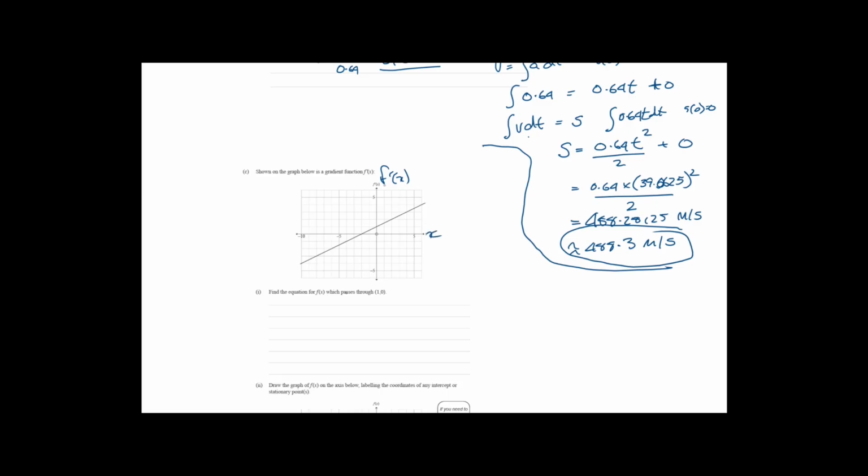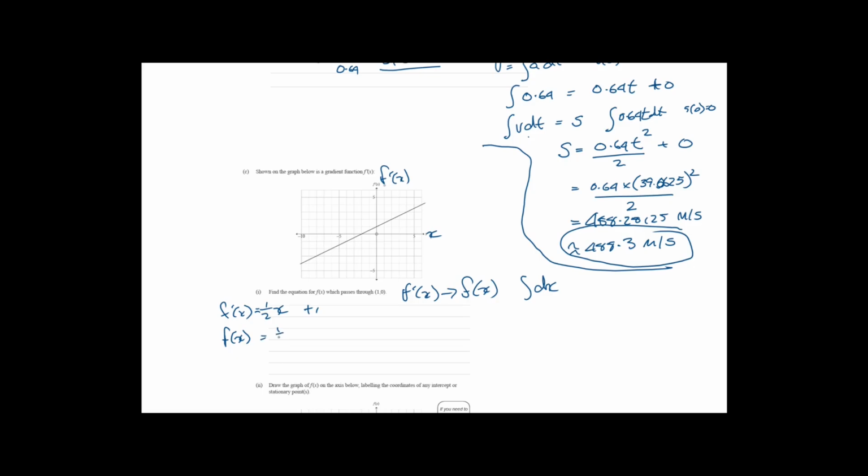So find the equation for x which passes through the point 1, 0. Okay, so if we start at f dash of x and we want to get to f of x, we're going to need to integrate with respect to x. The equation we've got there, we don't know, but we can work it out. It's a straight line, so it's something plus 1, and then 2 across, 1 up. So half x plus 1 is our first derivative, and if we want to find f of x, we're going to need to integrate that.